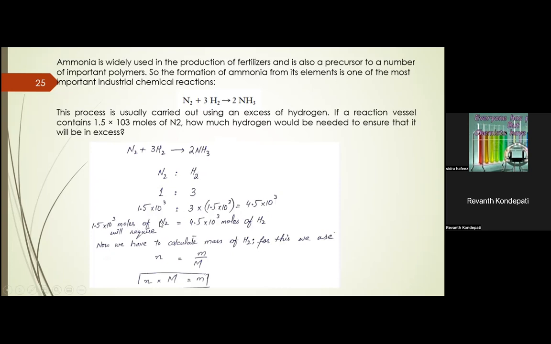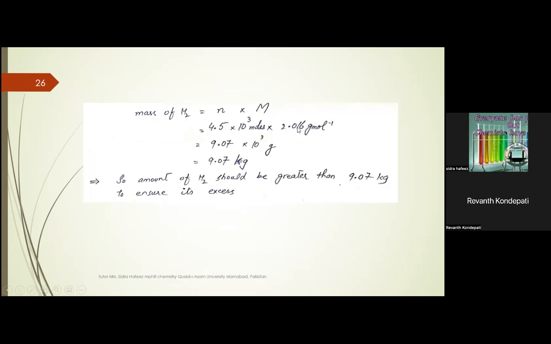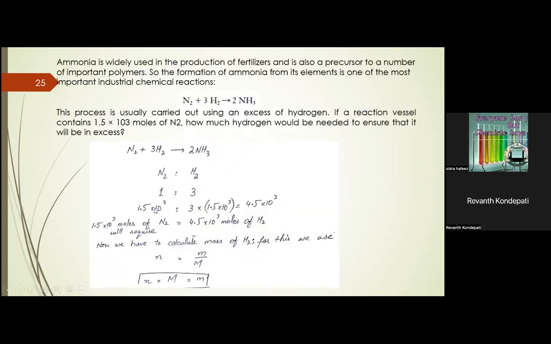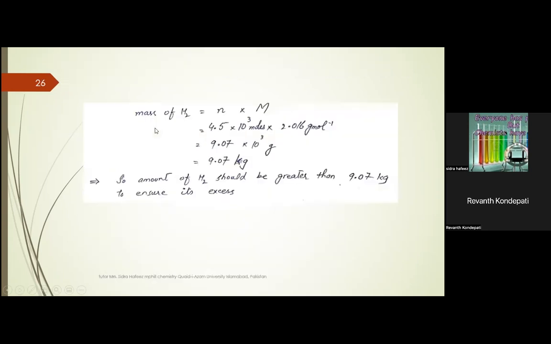Now from the moles of hydrogen, 1.5 × 10^3 moles of nitrogen will require 4.5 × 10^3 moles of hydrogen. From the number of moles, you will calculate the mass of hydrogen. How? Just multiply the number of moles with its molar mass. Multiply by molar mass 2.016 gram per mole, you will get 9.07 × 10^3 gram, which is equal to 9.07 kilogram. So the amount of H2 should be greater than 9.07 kilogram, because this is the amount of hydrogen that is required by this amount of nitrogen. So in order to assure the excess of hydrogen, the amount of hydrogen should be greater than 9.07 kilogram.